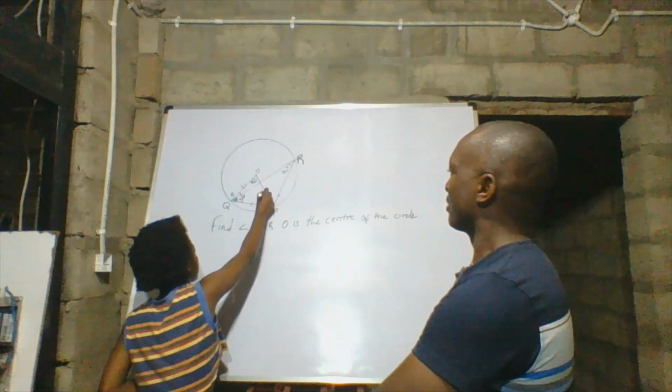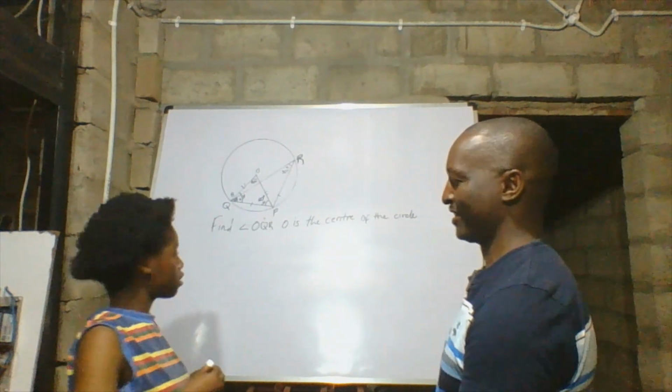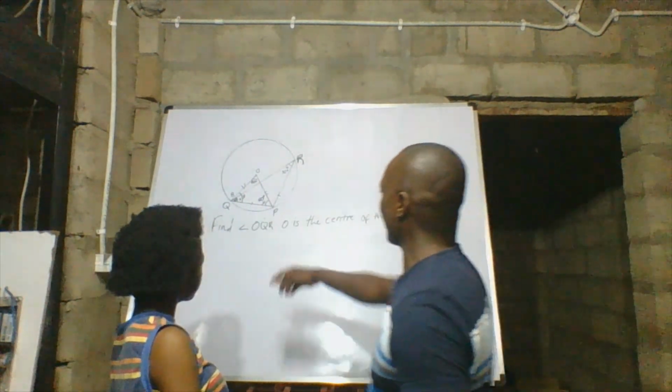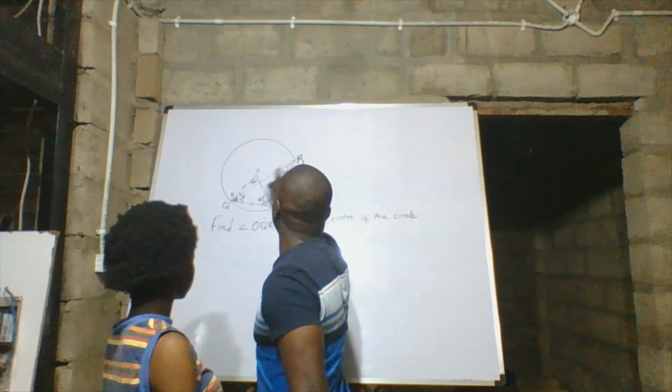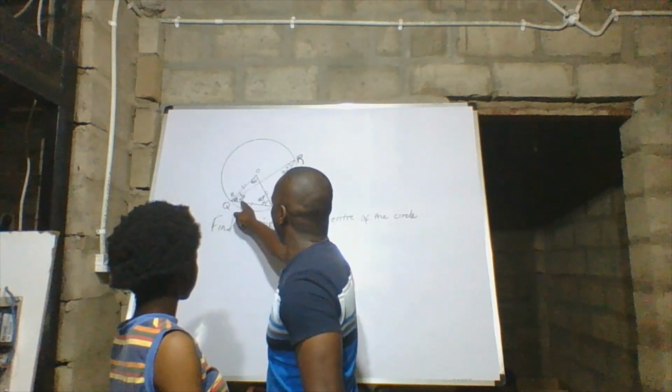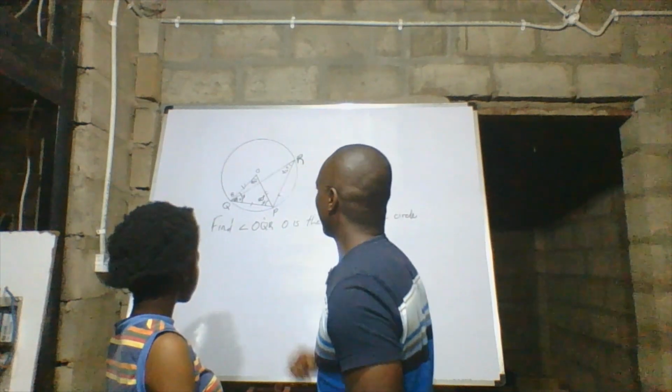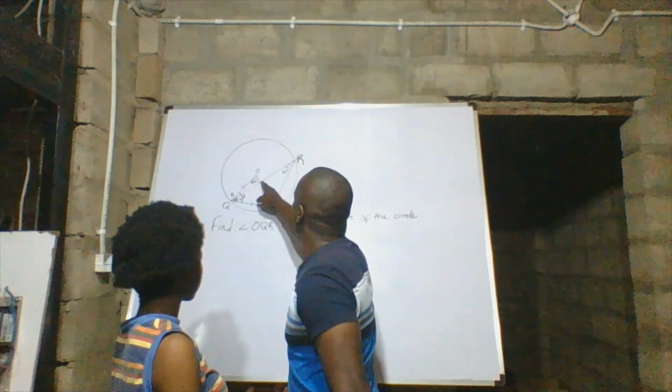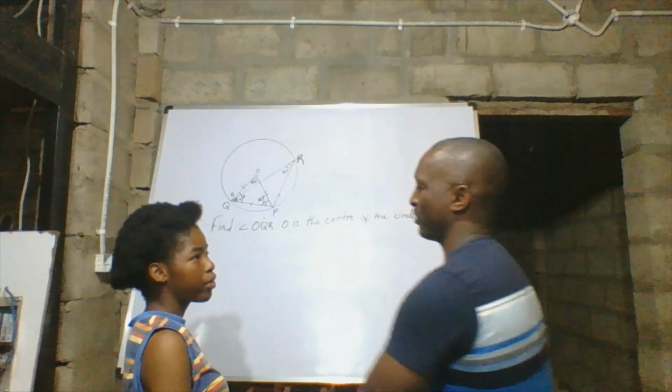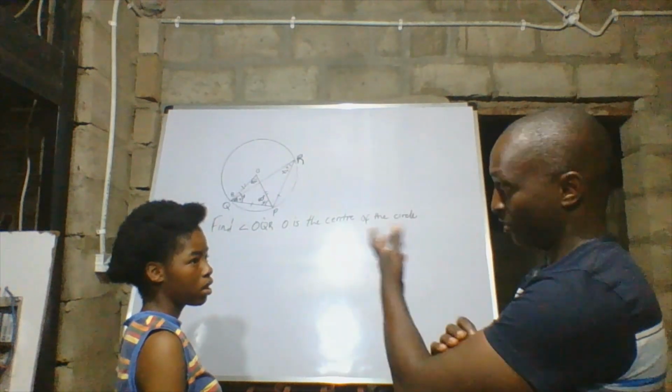Okay, so if they've given us that Y is 60 degrees, and then they want us to find OQR, but we know that the whole angle there is going to be 60 degrees, then OQR, how many degrees is that going to be? Then that way.